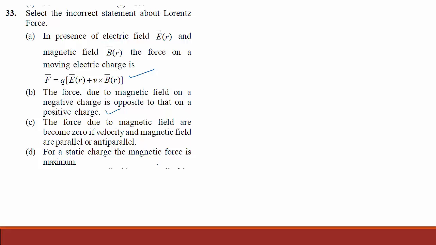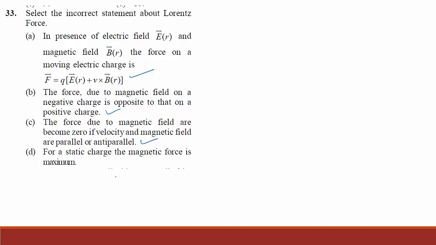Come to the third statement. The force due to magnetic field becomes zero if velocity and magnetic field are parallel or anti-parallel. See here, the force due to magnetic field becomes zero when velocity and magnetic field both are parallel or anti-parallel. This is also correct. Then obviously the fourth option may be the incorrect statement.